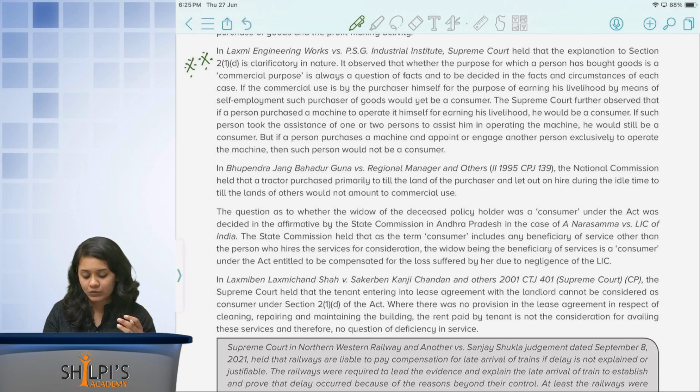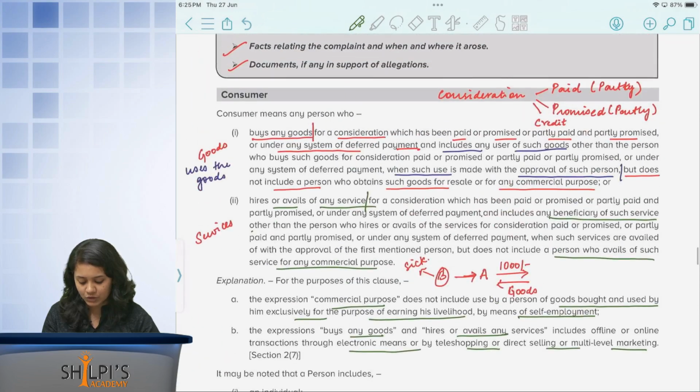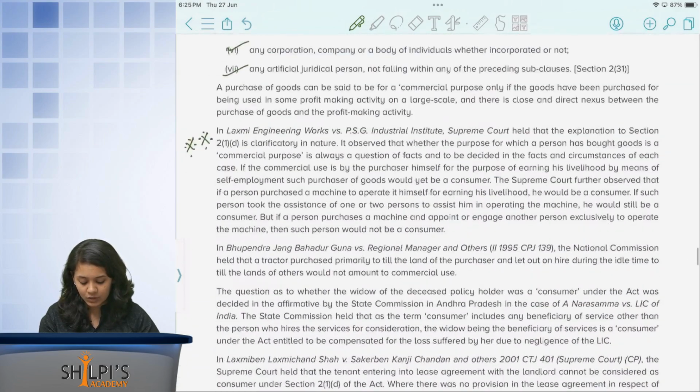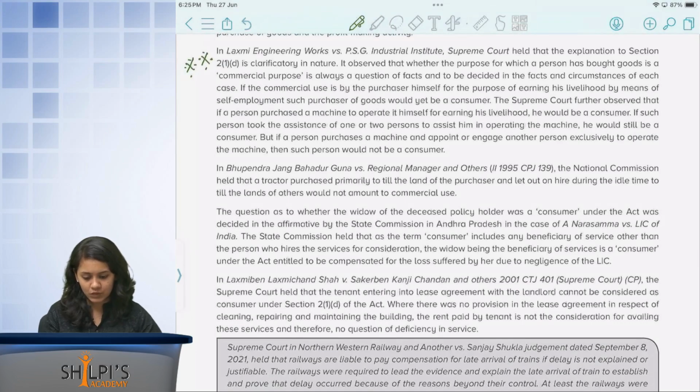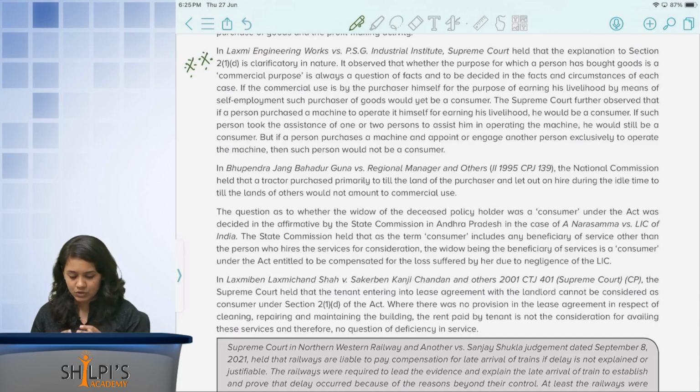Now, how you'll have to answer this question is, you will have to write the definition of consumer, and then depending on which case law is given over here, you'll have to mention that case law and write, in this decision of the Supreme Court, the court has held so and so, and therefore in this matter Mr. Y has so and so remedy. That is why I am saying, please do not ever miss out any kind of case laws when you are studying through this chapter. Let's go through it one by one.